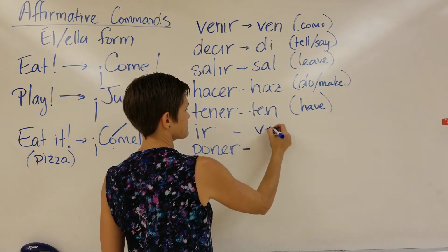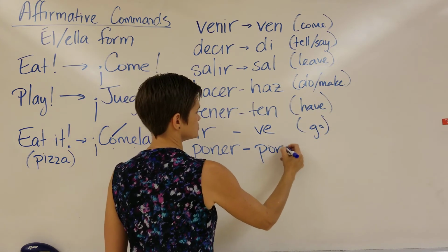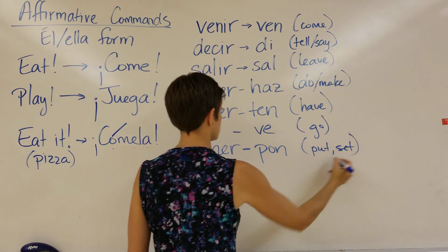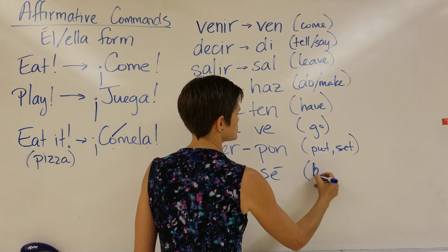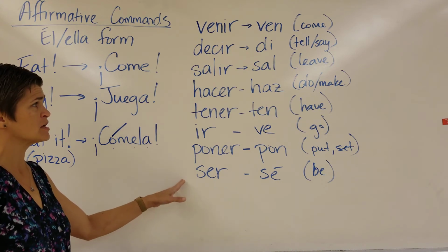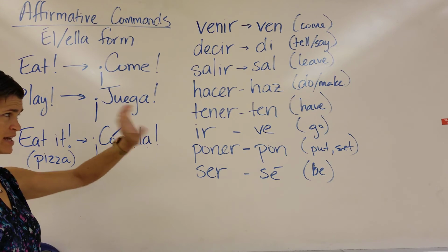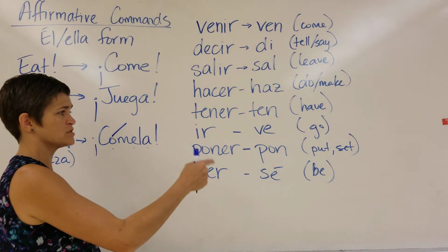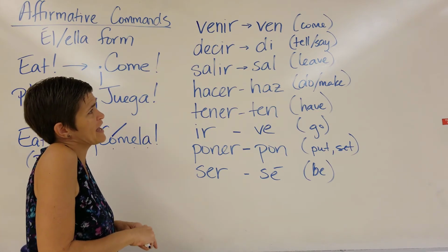Ir is ve, which means go. Poner is pon, which means put, or set, or place. And ser is sé, which means be. So we have to memorize these ones. When we attach pronouns to these, we're going to do the same thing. Attach it to the end because it's an affirmative command, but we won't have to do the 1, 2, 3, bam, because if you try it, you'll find out there's only 2 syllables, so we can't add an accent.